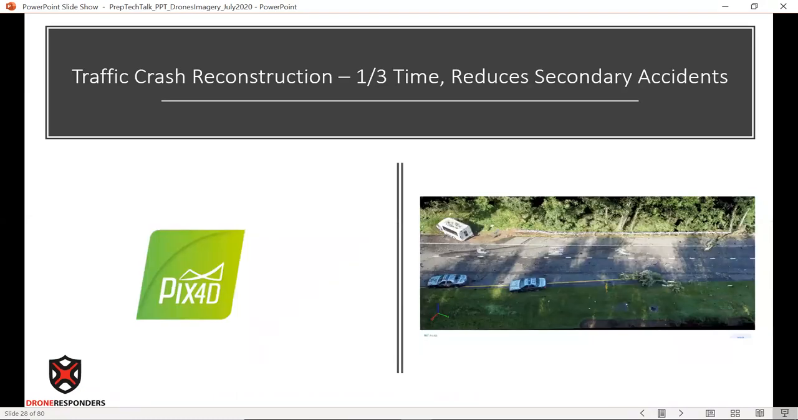Traffic crash reconstruction really has become very popular and is gaining interest because it can reduce the amount of time that it takes to take the measurements for the investigation by a third of the time. And one of the biggest issues that we have to deal with in public safety is the secondary accidents, so it reduces those. Next slide.